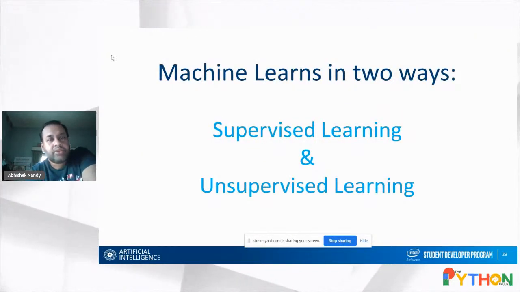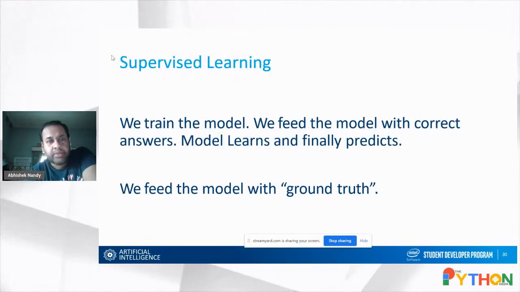Okay, so as we have touched upon, we see that machines learn in two ways. One is supervised and the other is unsupervised learning. When we say supervised learning, it means we have all the information that is required for a process to continue. We train the model, we feed the model with correct answers, the model learns and finally predicts. We feed the model with ground truth, that means the input and the output are already available.